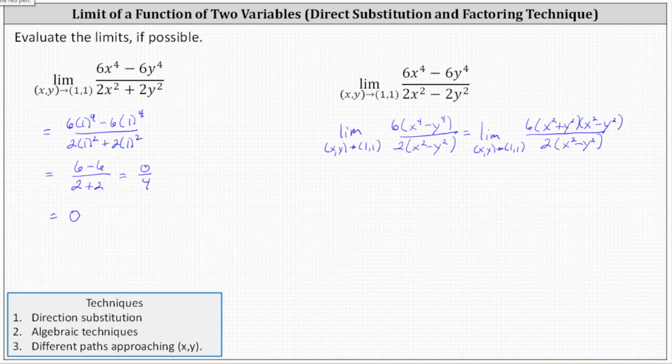Now in this form we can simplify. X squared minus y squared divided by itself simplifies to 1. We can also simplify 6 divided by 2, which simplifies to 3. The given limit is equal to the limit as x comma y approaches 1 comma 1 of 3 times the quantity x squared plus y squared. And now we can determine the limit by performing direct substitution. The limit is equal to 3 times the sum of 1 squared and 1 squared, which gives us 3 times 2, which is equal to 6.